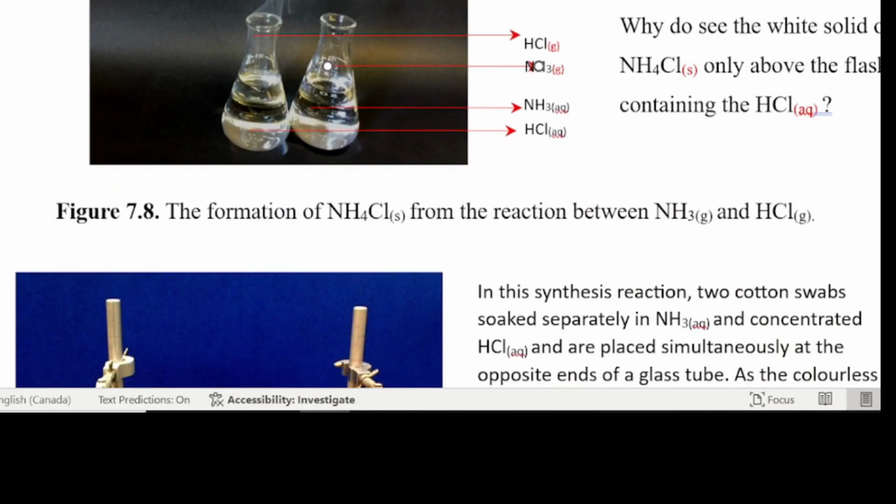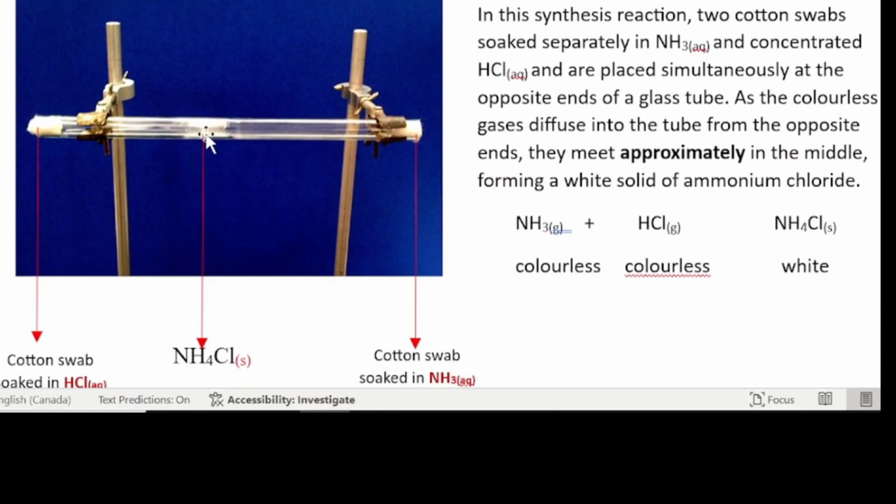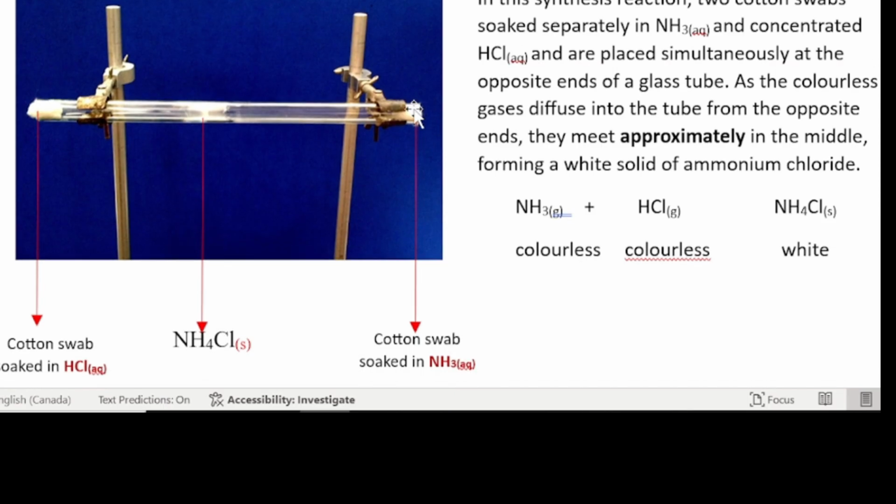Now, this can also be done in a different way. This is a glass tube here that's open in both ends. This end is soaked with aqueous ammonia. You soak a cotton swab with that and you put it in that end. And you soak a cotton swab with hydrochloric acid and you put it there. Obviously what's going to happen now, the ammonia gas is going to go in that direction and the hydrogen chloride gas is going to come that direction.